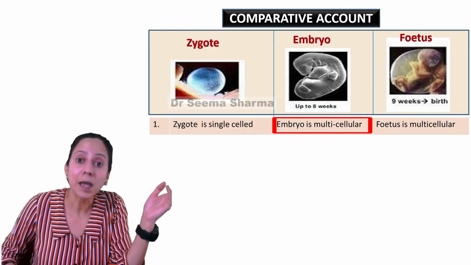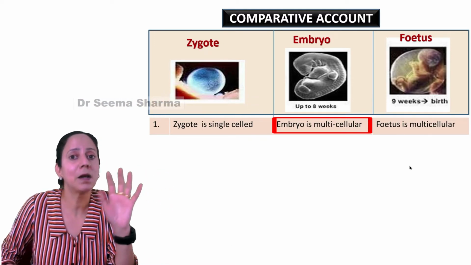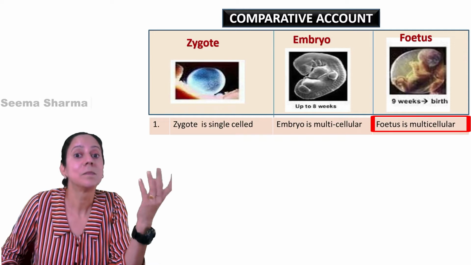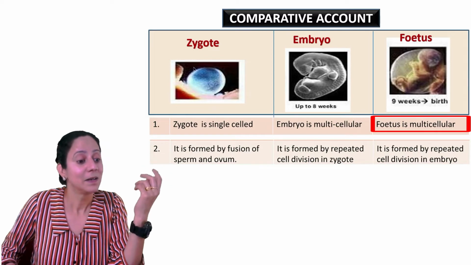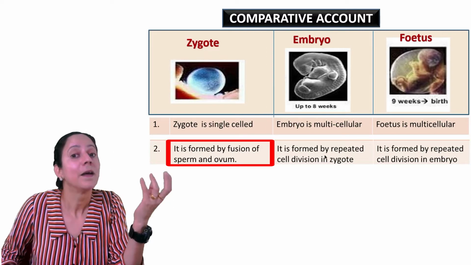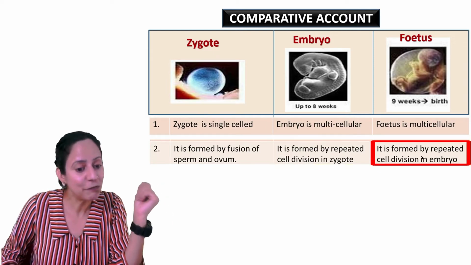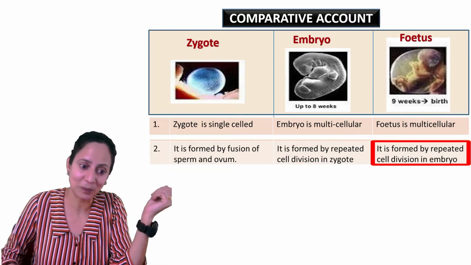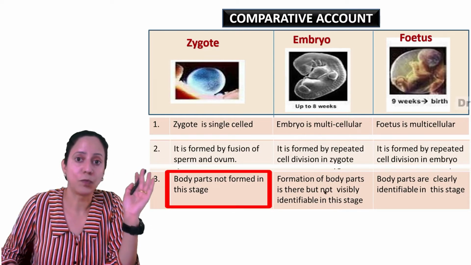On the other hand, embryo is multicellular, means it has more than one cell, but generally the number will be in hundreds. But in the case of fetus, the number of cells will be in lakhs, in millions, billions, and finally in trillions. Next point is this: zygote is formed by the fusion of nuclei of sperm and ovum. Embryo is formed by the repeated cell division in zygote, and fetus is the end product of repeated cell division in embryo.